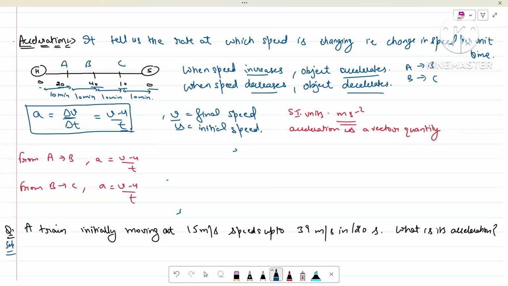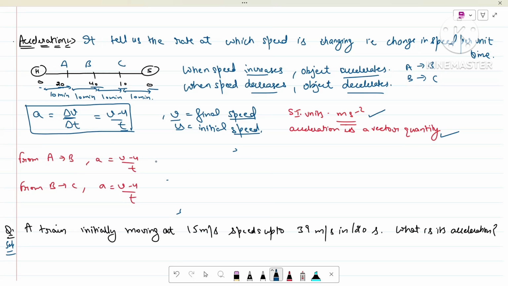And acceleration is a vector quantity because it involves delta V, that is, change in velocity. Actually, here I am writing speed only, but in actual practice, acceleration is defined as change in velocity by time. In our curriculum, we have to find the magnitudes only for acceleration, so we will be considering change in speed instead of change in velocity. But when we have to involve the direction, then we have to take velocities. So acceleration is a vector quantity and its SI unit is meter per second square.